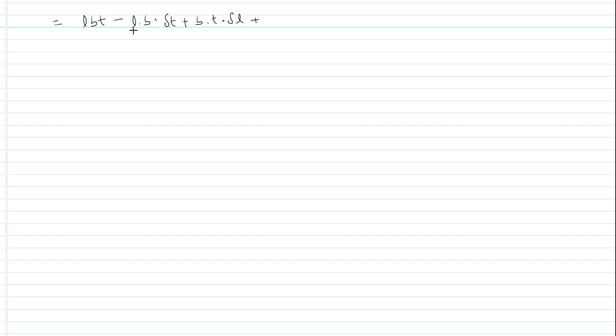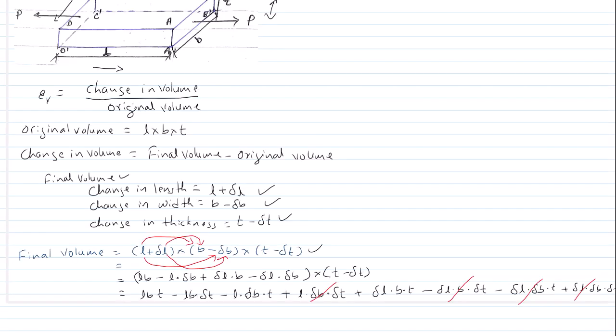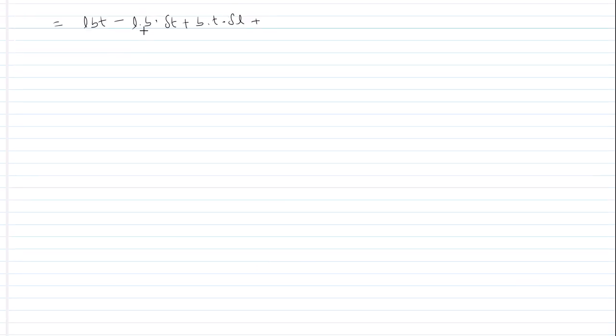So what remains? There are four terms which remain: the first term, second term, third term, and this fourth term. LB into delta T, LT into delta B, BT into delta L, and we got one more, BT delta L, LB delta T, then LT delta B. So delta T, delta L, delta B, and LBT.